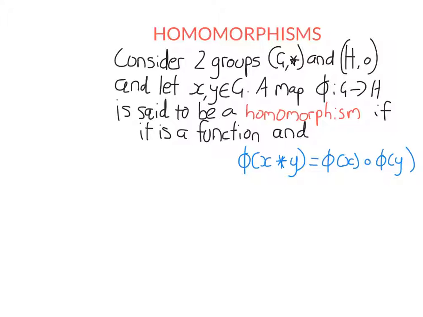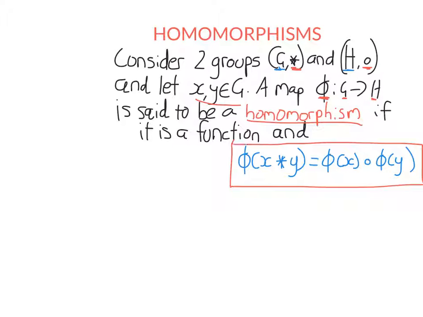So this is the definition of a homomorphism. It's a map between two groups G and H. Remember, a set of elements has to form a group under an operation. So we're letting the operation be a star in group G and a circle in group H. X and Y are members of G. The map phi is a homomorphism if it maps from G to H, it is a function, and it satisfies this definition here.